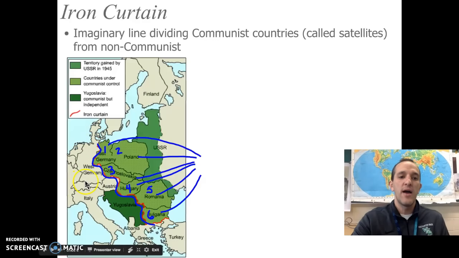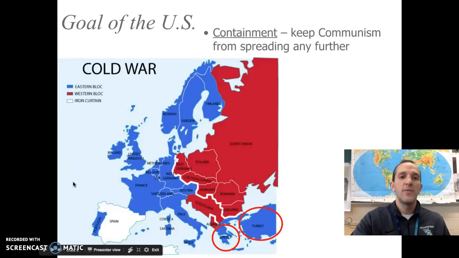But this side is democratic. This side is communist. There are 6 countries that are communist here. These countries are called satellite countries. They have to answer to Stalin and the Soviet Union. So Stalin basically puts specific people in power in each of these countries, and these countries are now going to become communist. So communist countries on the east side of the Iron Curtain, non-communist on the western side.